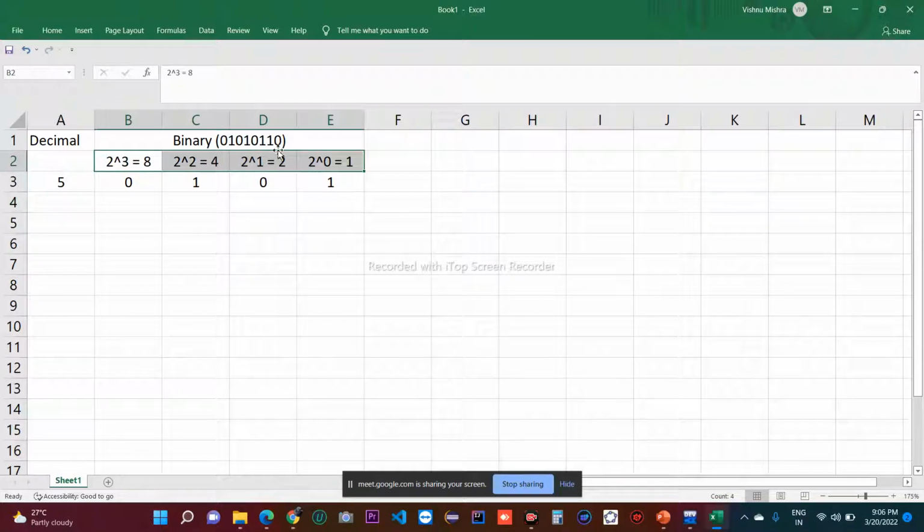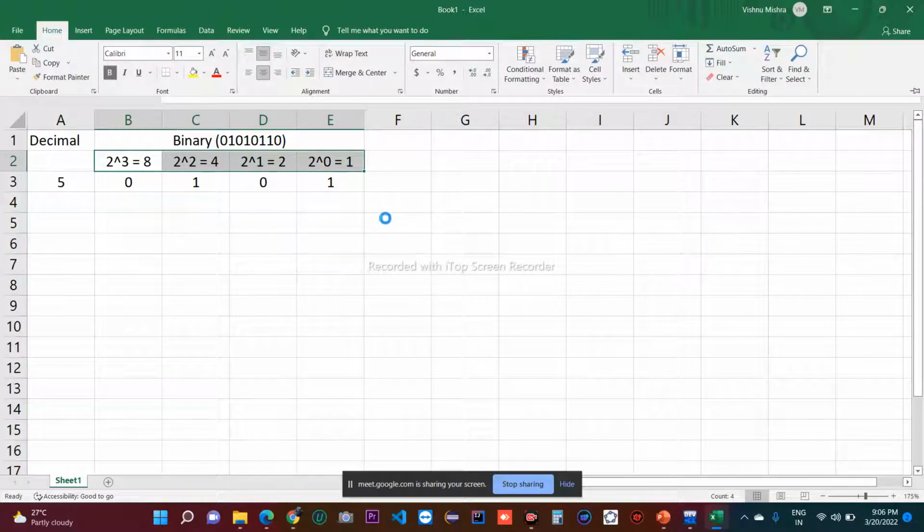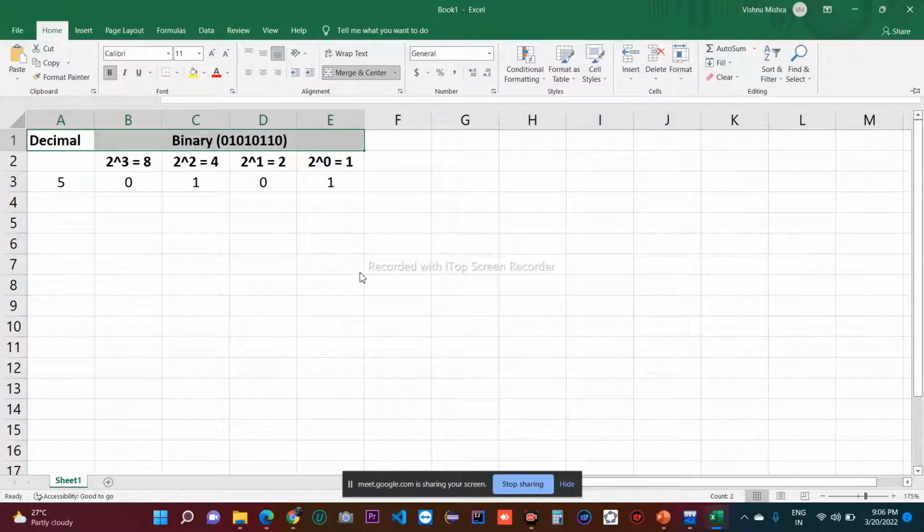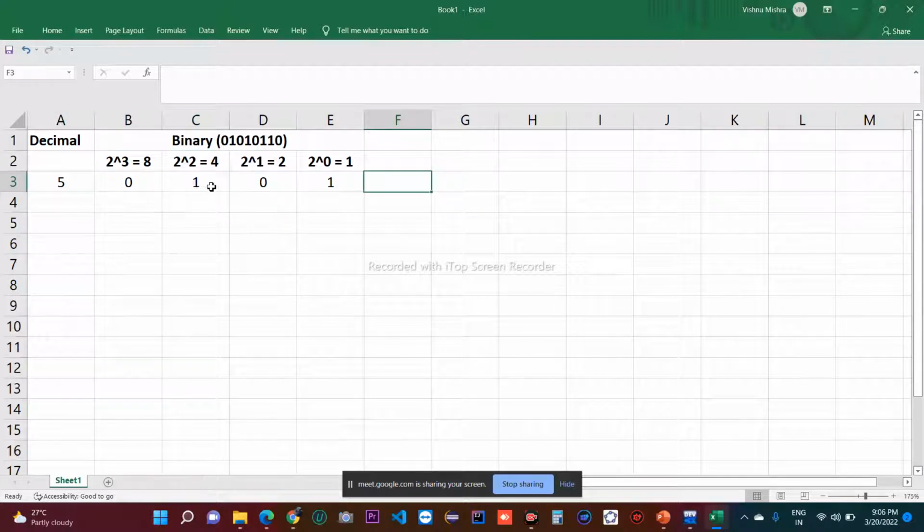Now see, what is 4 into 1 plus 1 into 1? How much is it? 4 plus 1 is nothing but 5. That is the decimal equivalent. Now it will be easy for you.